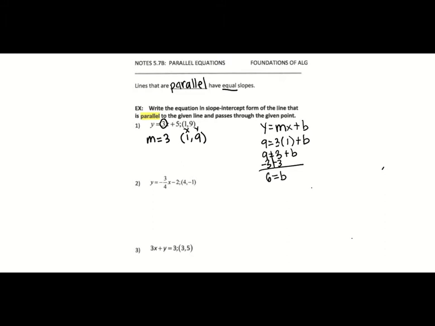Okay, so now I have my b and I have my m. I can write my final equation, which is y equals m, which is 3x, plus b, which is 6. This equation right here I know is parallel to my original. Okay, number 2.